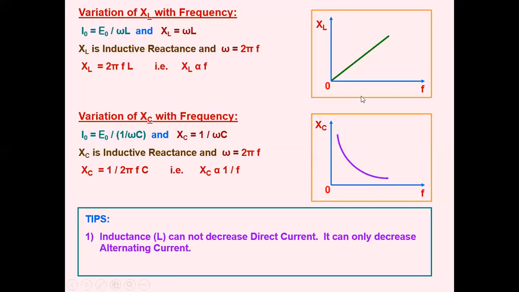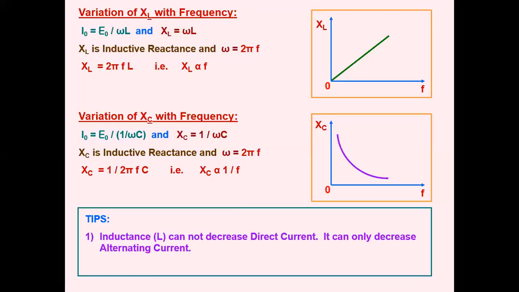Yes, 9 minutes left. Now try to understand. We have learned that inductance cannot decrease direct current, but it can decrease alternating current, because alternating current is a frequency-dependent current. That's why an inductor offers a resistance depending on frequency. The higher the frequency, the more the resistance. And an inductor causes a decrease in alternating current in the circuit.